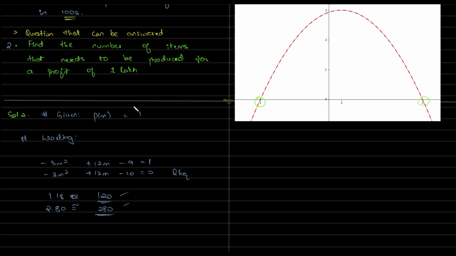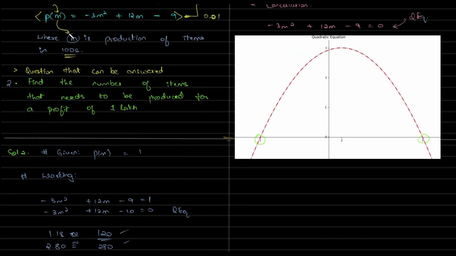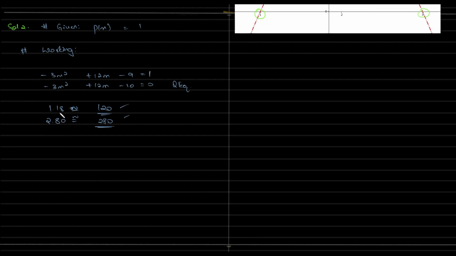You got it? So remember, each value of m, 1m is nothing but hundreds. So they are in hundreds. So 1.18 is approximately 120 items every day. 2.8 means 280 items every day, which gives us a number that will help us see what exactly we have to produce so that we make a profit of 1 lakh per day. So this is how an equation is linked to an expression, which is in turn linked to an actual scenario. Okay.